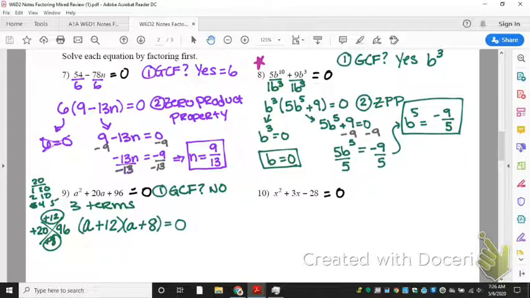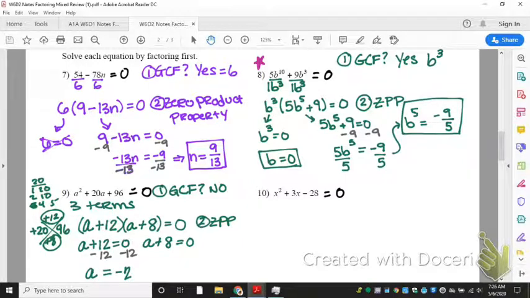Okay, got that. Now let's take a look at our zero product property. Set each factor equal to 0. A plus 12 is equal to 0. A plus 8 is equal to 0. Please don't take shortcuts here. Subtract 12 on both sides for this one. I'm going to get a equals negative 12. And then in my second factor, I'm going to subtract 8 on both sides. So I get a equals negative 8. Okay, and there are your two solutions for number 9.